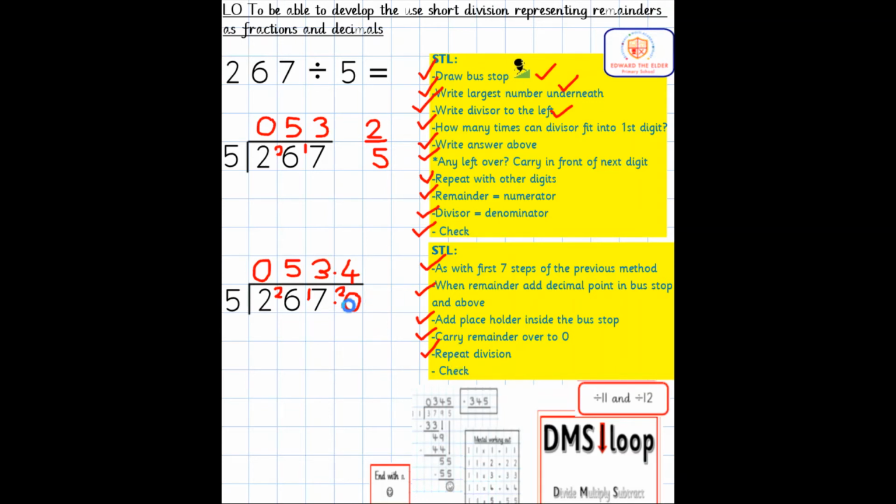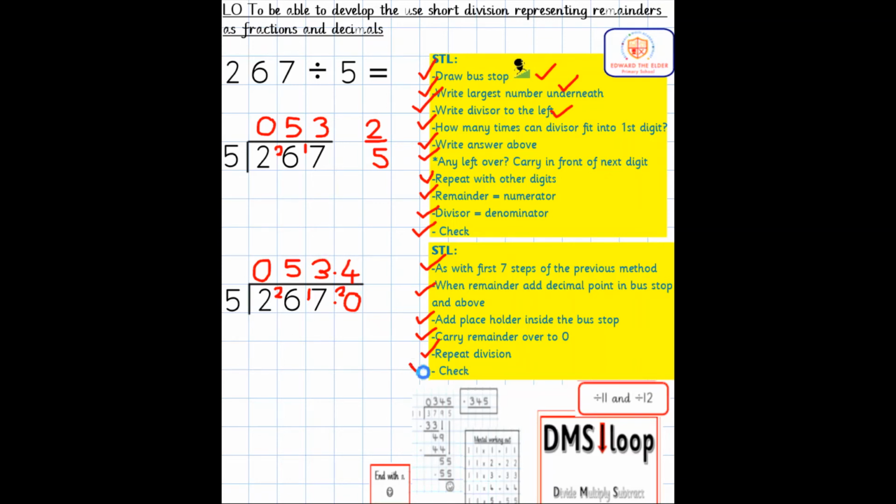I then put my decimal point at the end of the 2 numbers, and I add my placeholder inside the bus stop. I can then carry over my remainder from the 17, which was 2, and put it next to my placeholder. That gives me now 20. How many 5s into 20? And that gave me 4. So when looking at decimals as a remainder, 267 divided by 5 is equal to 53.4.